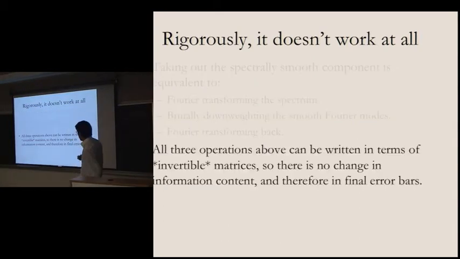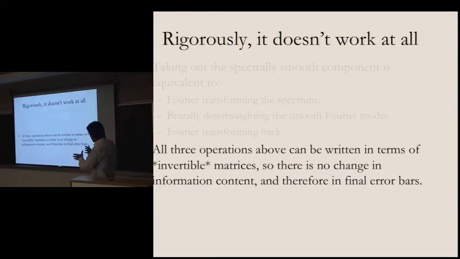Now, all of these operations are invertible matrices, right? So the whole process is invertible. So if you take a vector, your data vector, and you multiply with an invertible matrix, you haven't changed the information content. You just jumbled some numbers around, right?